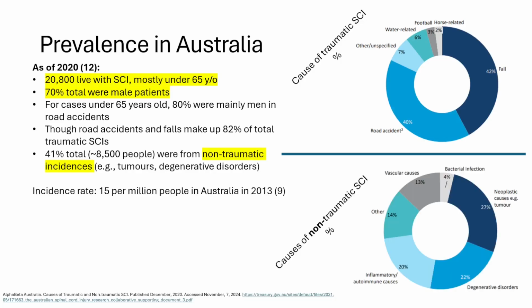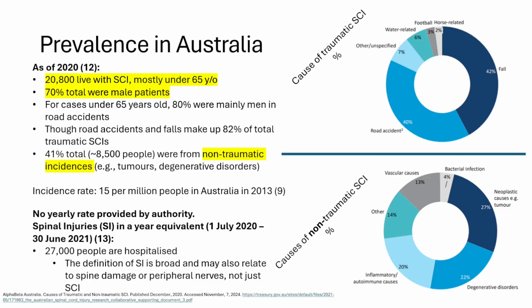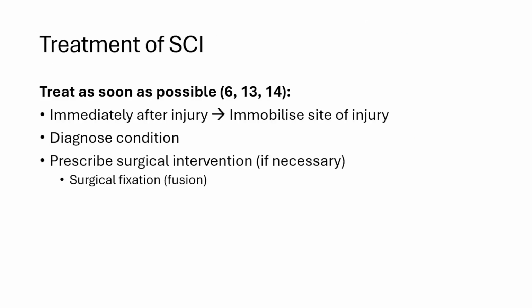An incidence rate in Australia is around 15 per million people as of 2013. However, no yearly rate has been provided by an authority. So for instance, between 2020 and 2021, 27,000 people were hospitalized for spinal injuries. However, this definition is very broad and not only includes spinal cord injuries, but also just spine damage and peripheral nerve damage. So for the treatment of SCIs, you want to treat this as soon as possible.